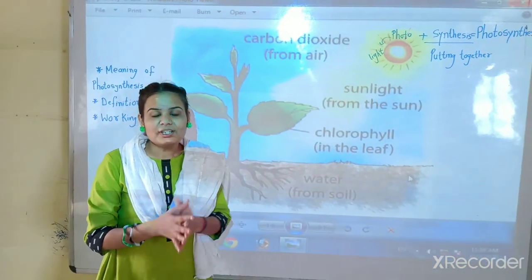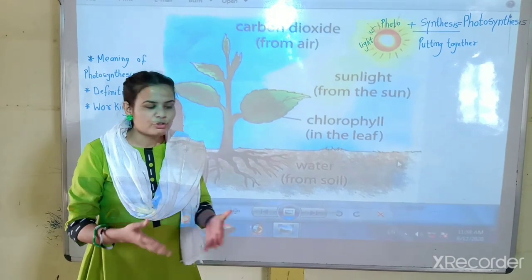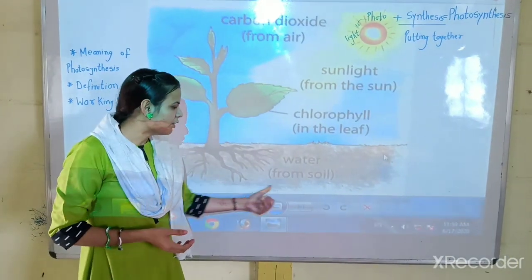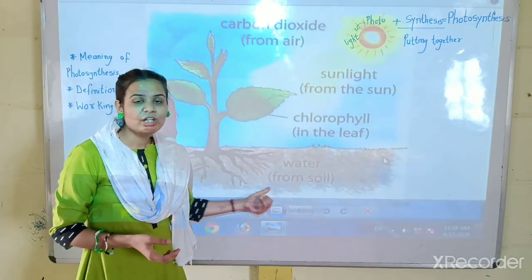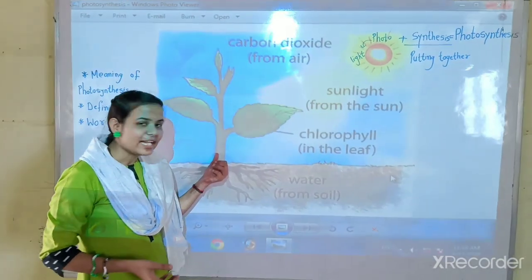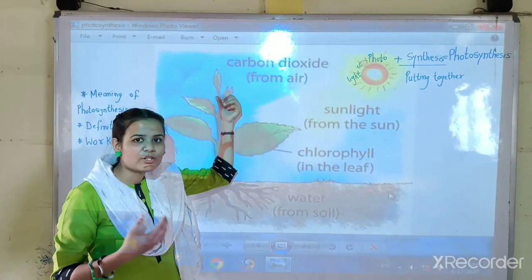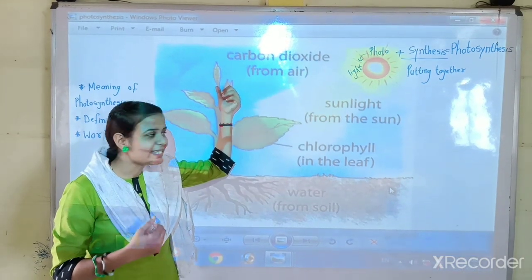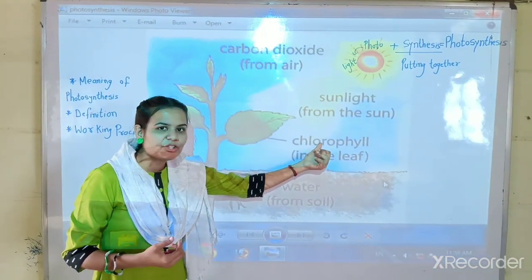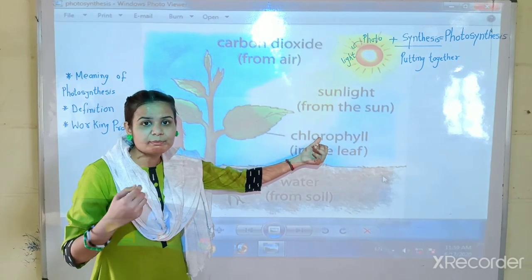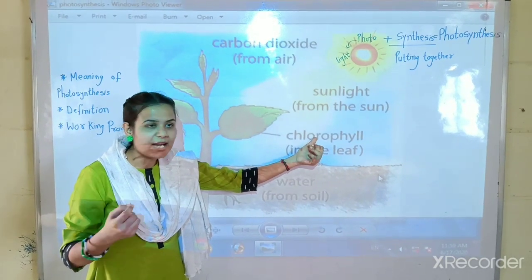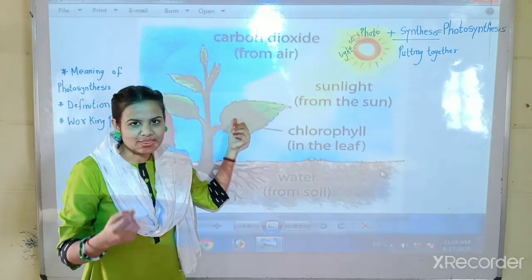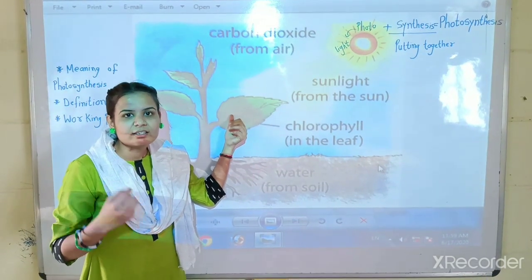As we know, water we can find from the soil. So plants absorb this water from soil with the help of the roots, and these roots carry this water throughout the parts of the plants with the help of the stem. Second one is chlorophyll. We have learned in our previous video that chlorophylls are present in leaves, and that is why the color of leaf is green.